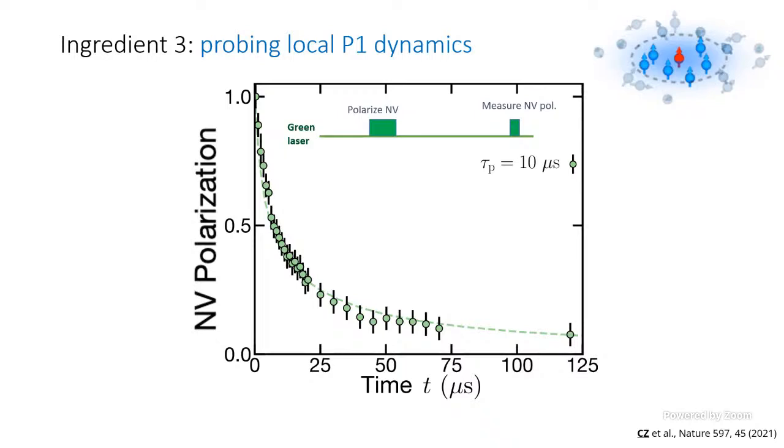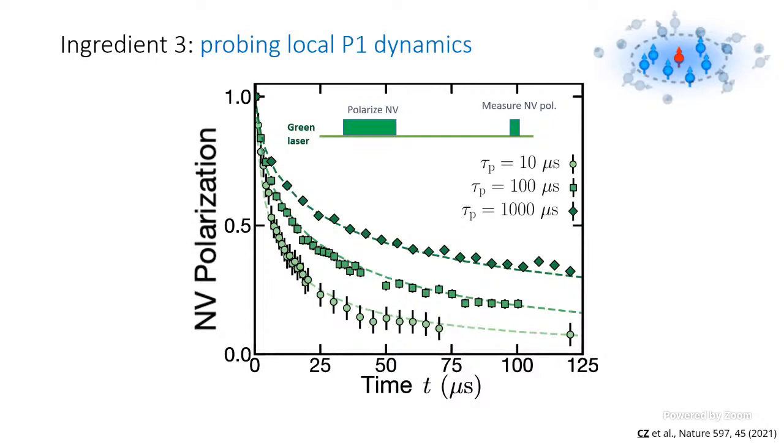So now let's think about probing the local P1 dynamics. As I mentioned, if we polarize more and more P1 centers near your NV, then your NV centers cannot flip-flop with the nearby P1 anymore. So what you expect is that with longer and longer pumping lasers, the NV lifetime becomes longer and longer. This is indeed observed in the data, where by pumping longer and longer, the lifetime of the NV center can be extended by a significant amount, indicating that we are literally polarizing the nearby P1 centers.